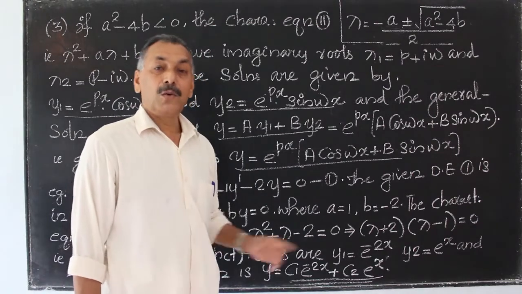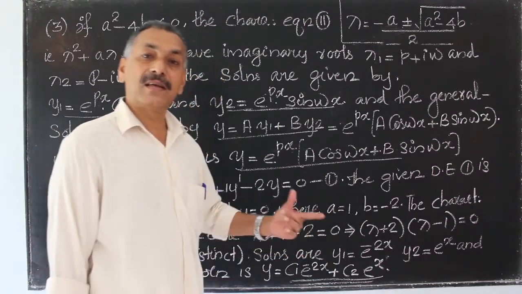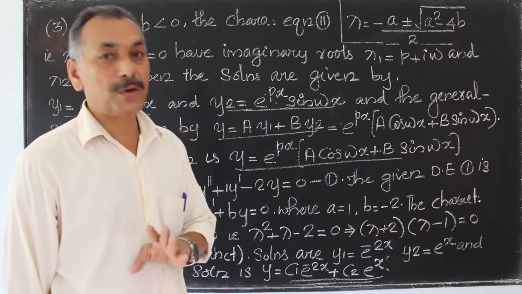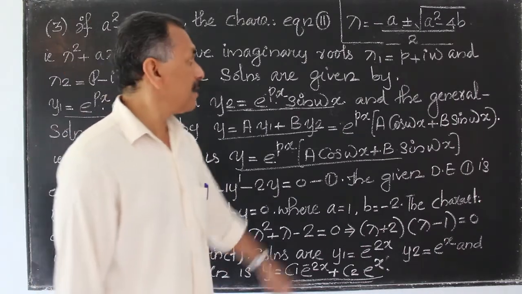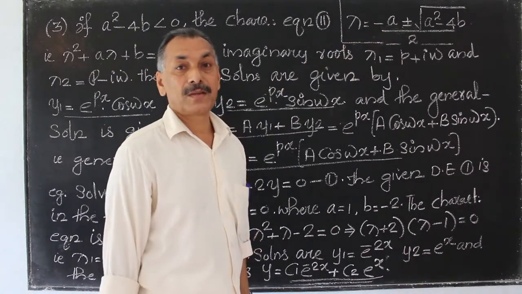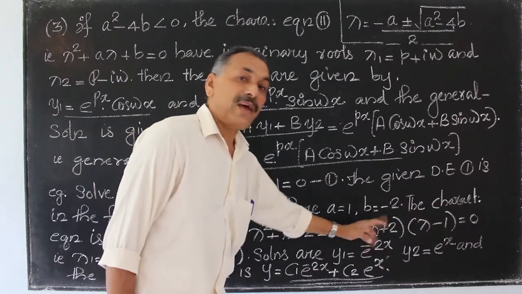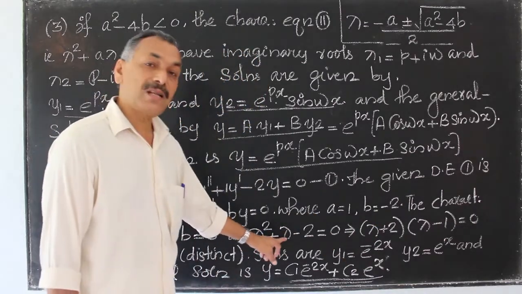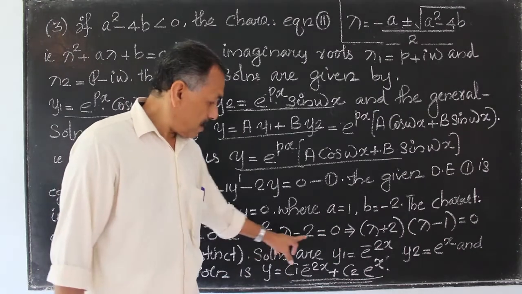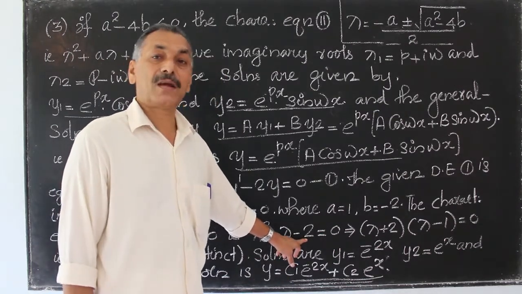One way is to use the direct formula, minus a plus or minus root of a square minus 4b by 2. Or we can factorize. Lambda square plus lambda minus 2 is equal to 0. The sum is equal to 1 and the product is minus 2. So we need two numbers with sum 1 and product minus 2.